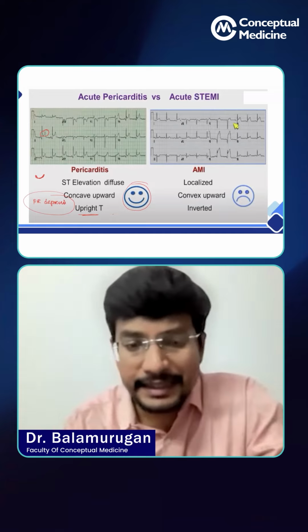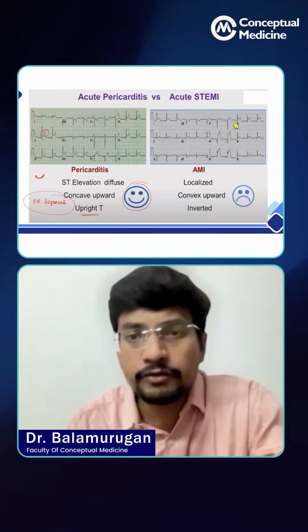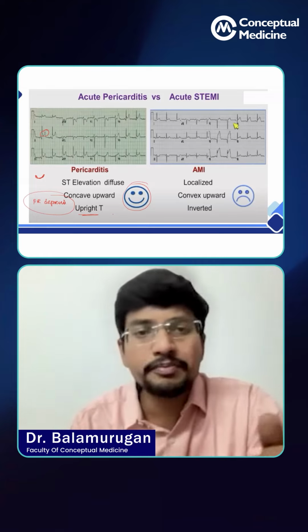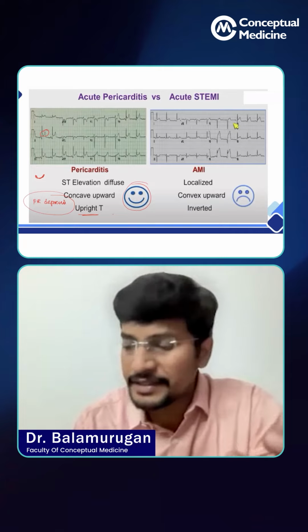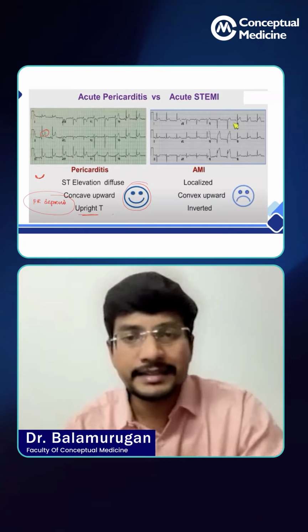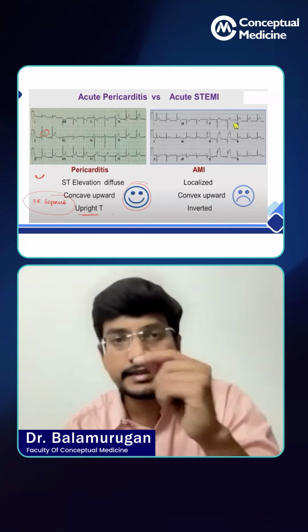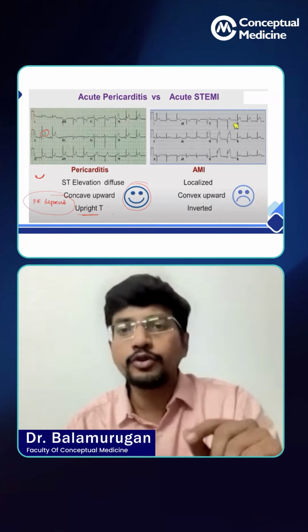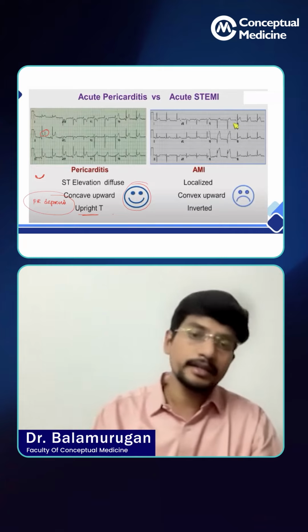Okay, so classically the ECG changes are described in 4 stages. The first stage you have PR segment depression or ST elevation. The second stage where you have normalization of this ST. Third stage is where you get T inversions, and fourth stage is complete normalization of the ECG.